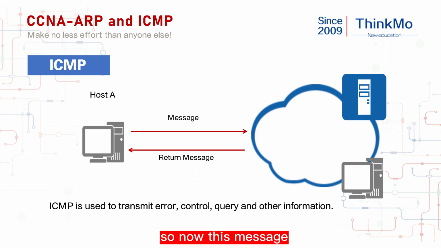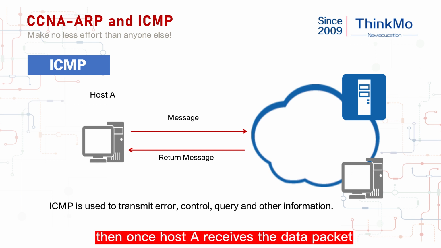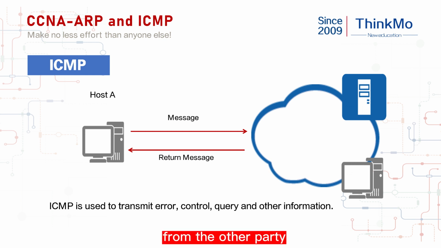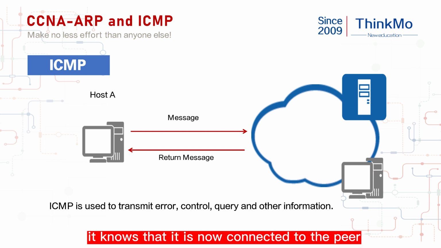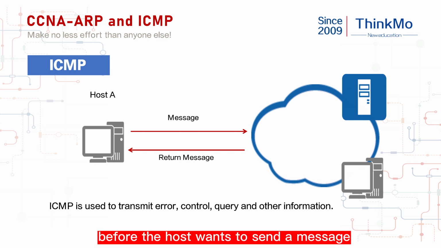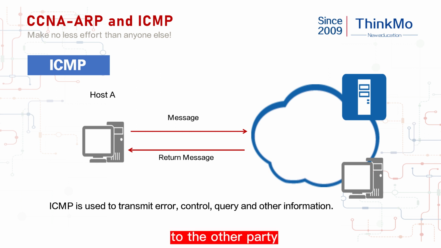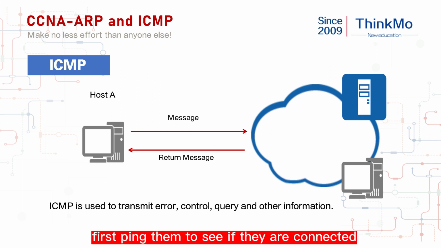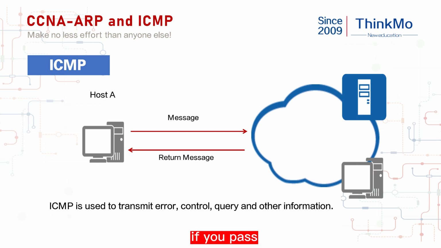So now this message is able to reach the other party, and the other party also allows returning data packets to host A. Once host A receives the data packet from the other party, it knows that it is now connected to the peer. Before the host wants to send a message to the other party, it first pings them to see if they are connected. If they pass, send it later.